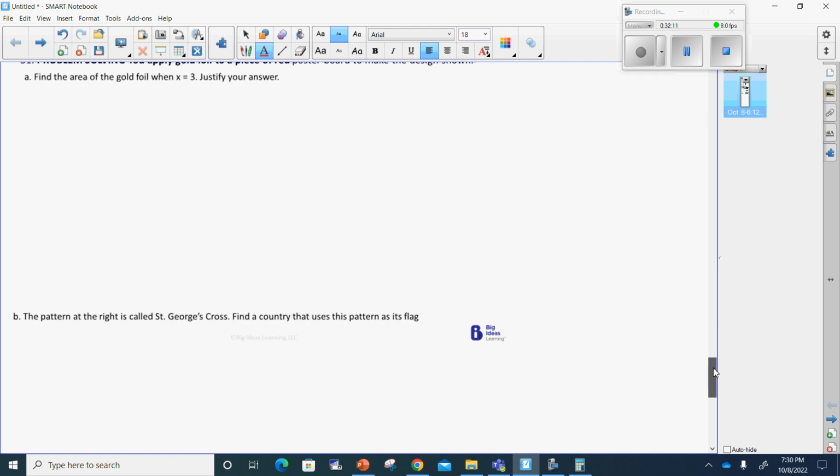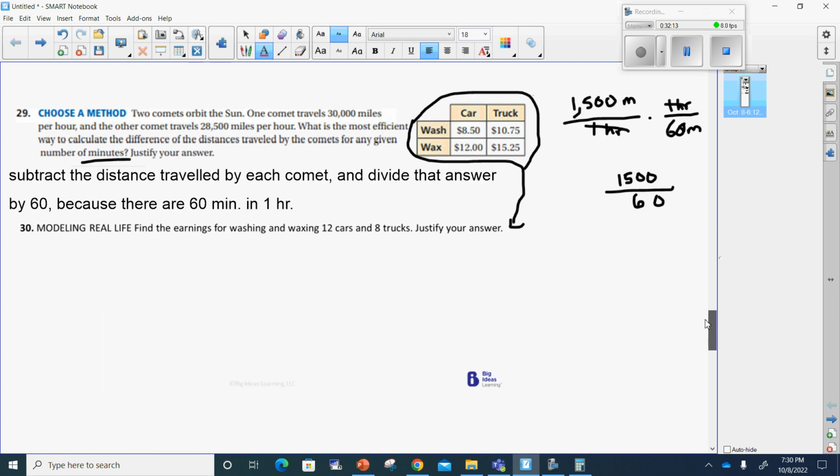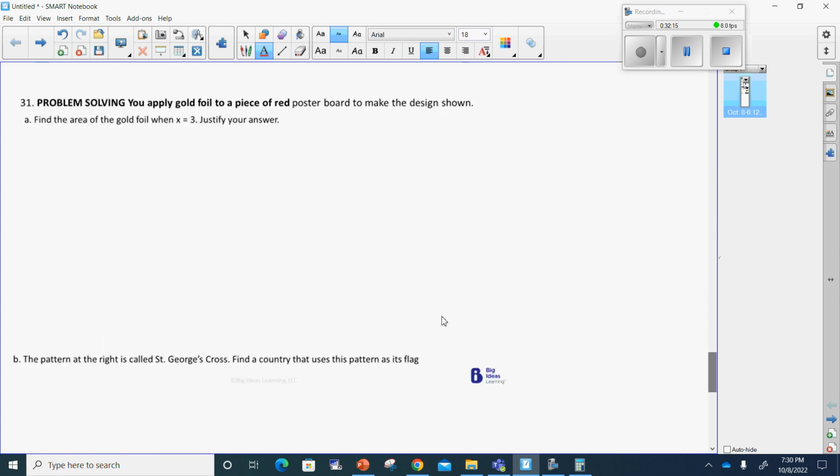Let's see, looks like number 30 is yours, 29 is for me to do. It says, problem solving, you add gold foil to a piece of red poster board to make the design shown. Find the area of the gold foil when x equals 3. Justify your answer.